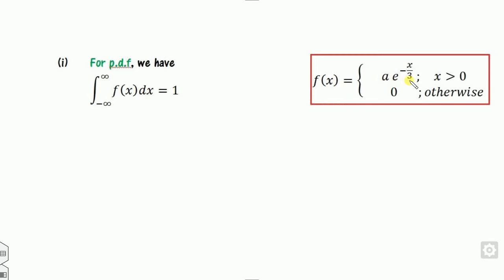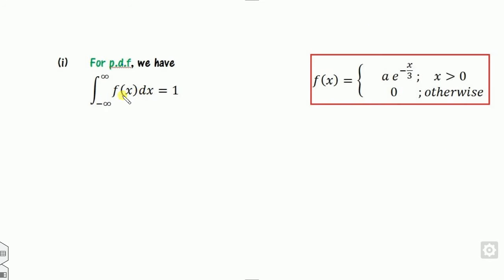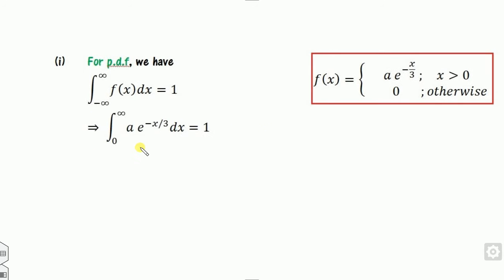So this f(x) is given for the PDF, because it is given to you. This is the PDF. So for a PDF you have the integration equal to 1. Once you substitute, this value is greater than 0, so you can break this up here. This value is my 0. This value is my a e^(-x/3) dx. So now you can integrate them.